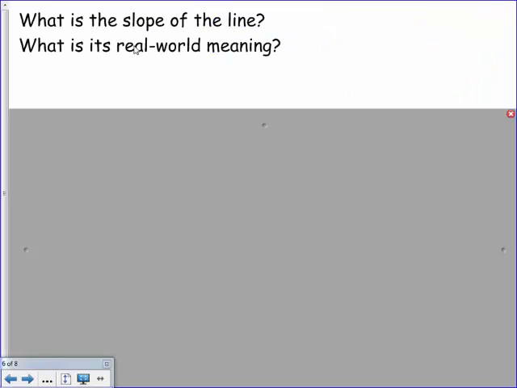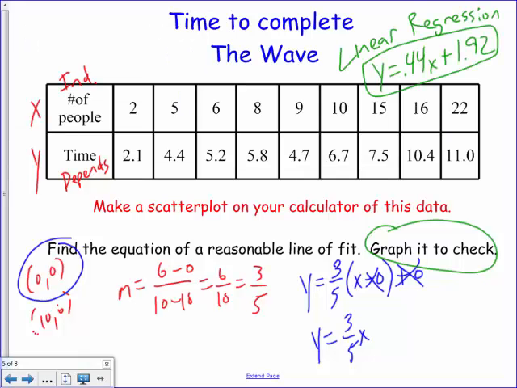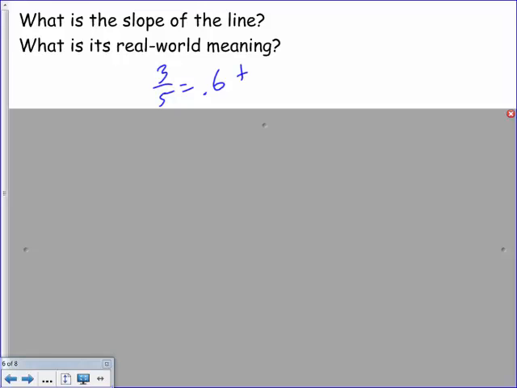So what else can we do here? What does it say? What is the slope of the line? And what is the real world meaning? Well, you can go either way. I'm going to go ahead and use the one that I estimated, 3/5, which is 0.6. So what is that real world meaning, that slope, 0.6? Well, it's rise over run, so it's like time over people, right? So it's like time over people.